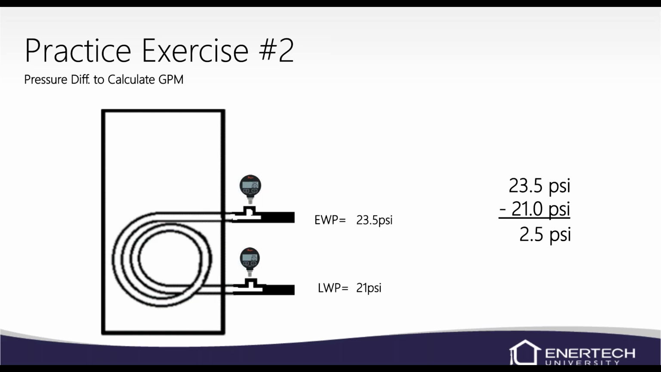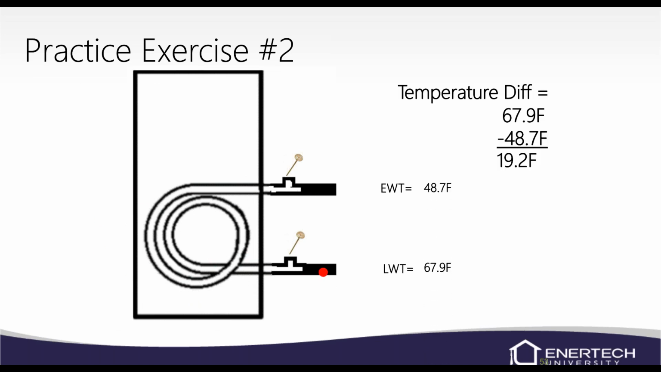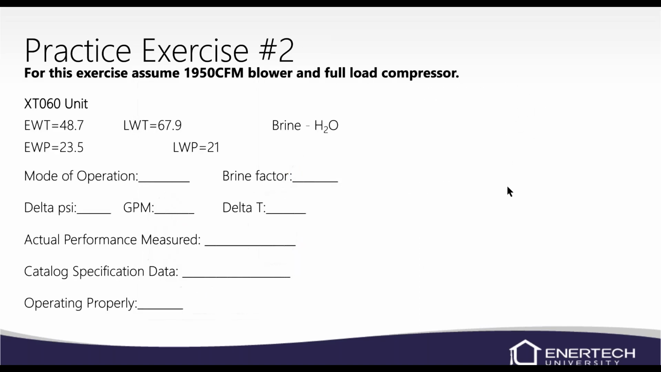You can see how some of these pressure drops are kind of small, and they would be hard to see on a dial gauge. Check our water temperature, 48.7 in, and we're leaving at 67.9. So here, our water temperature is lower entering than it is leaving. So we're picking up heat from the home and we're rejecting it to the loop field. So we're in cooling mode. And we have a 19.2 degree temperature difference.